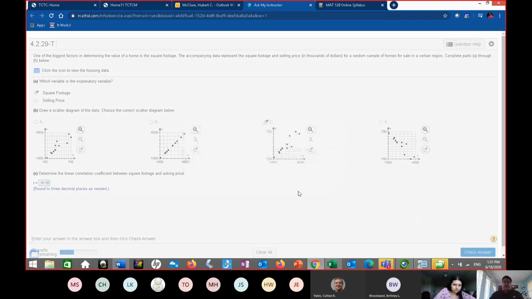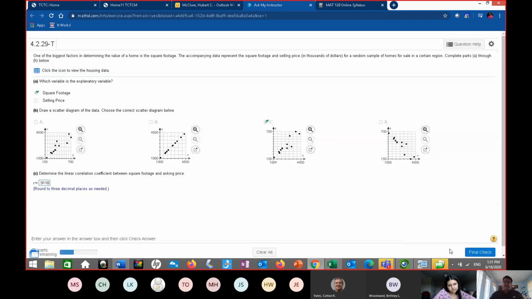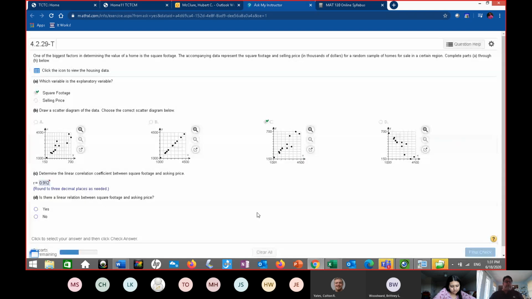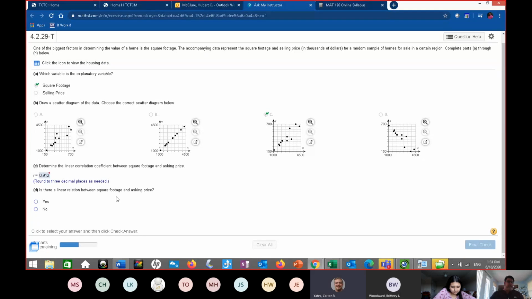It's probably going to be around there. I'm not going to worry about it. Oh, it says round to 3. I didn't read the directions. Is there a linear relation between square foot? Yeah, duh. Very much.